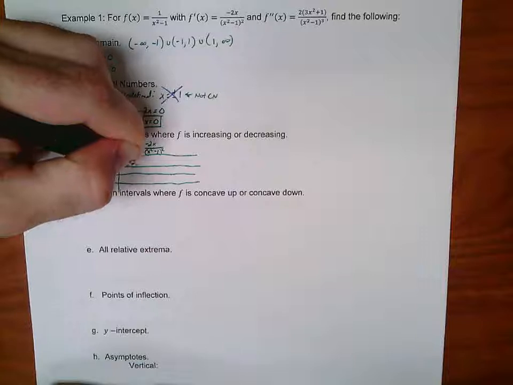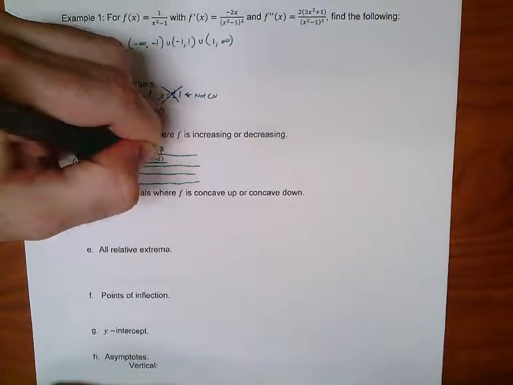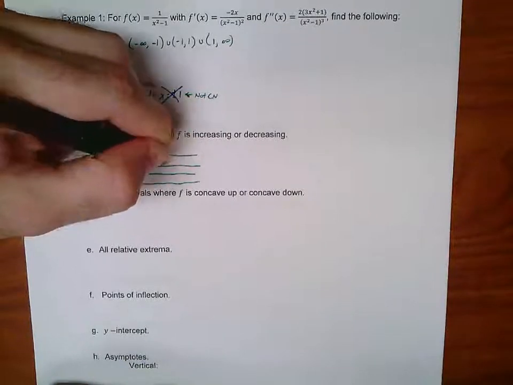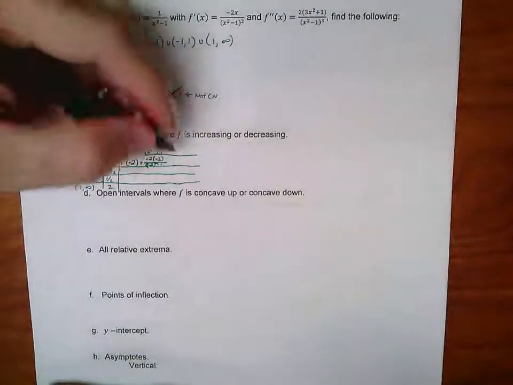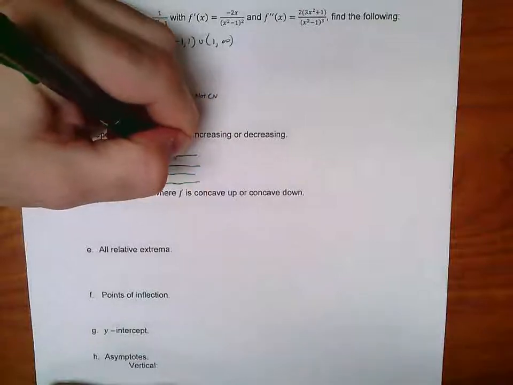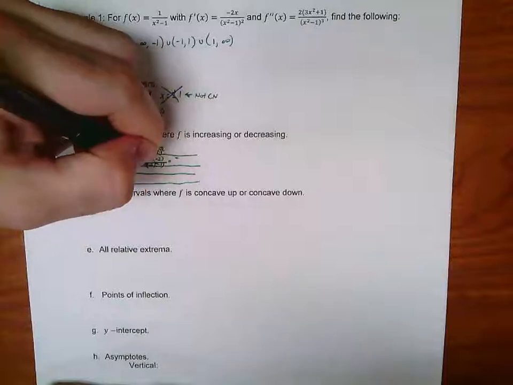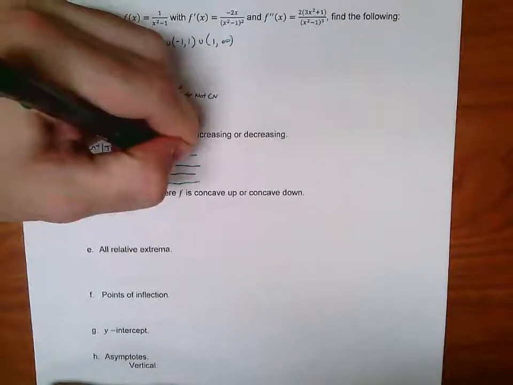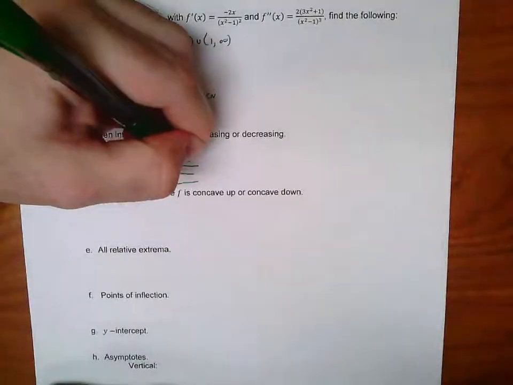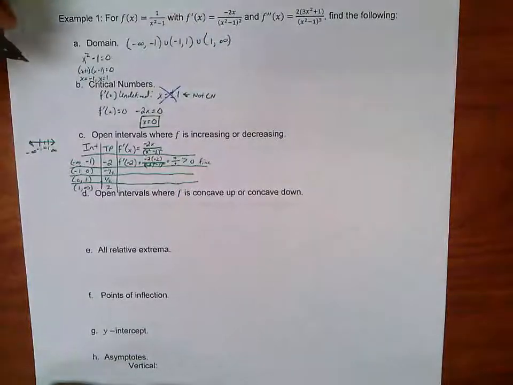So f prime of negative 2. That's negative 2 times negative 2 over (negative 2 quantity squared minus 1) squared. Negative times negative is going to be positive. And our denominator is all squared, so that's going to be positive, because anytime we square something, it's positive, right? So positive over positive is greater than 0, so f is increasing on this interval.